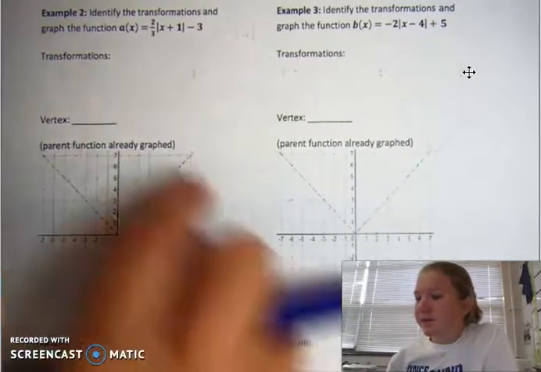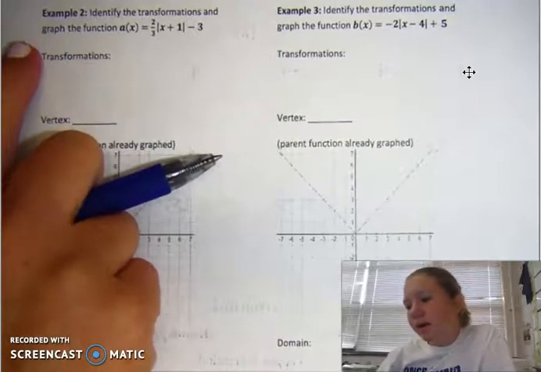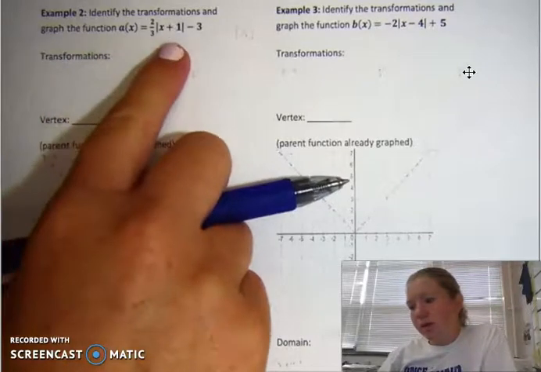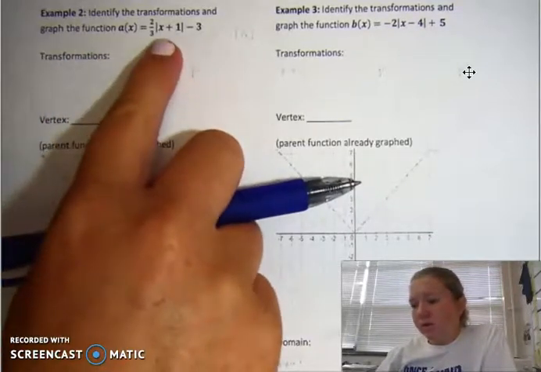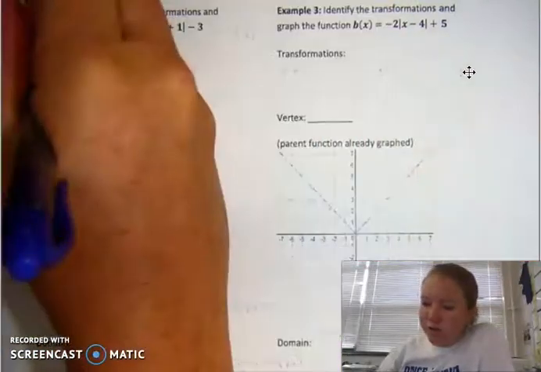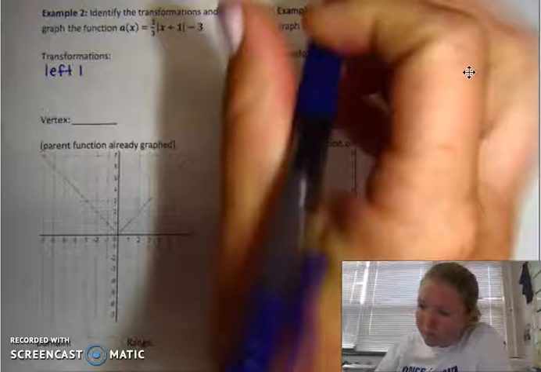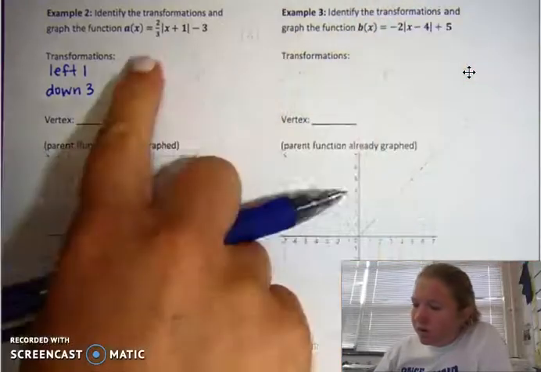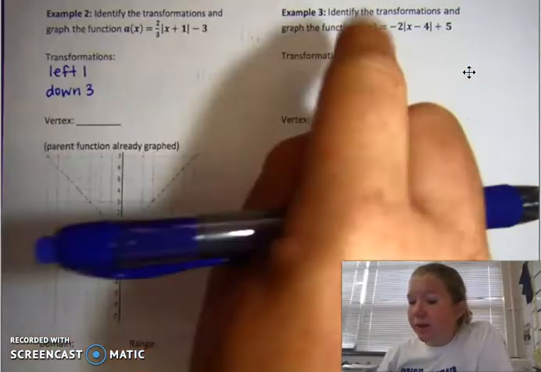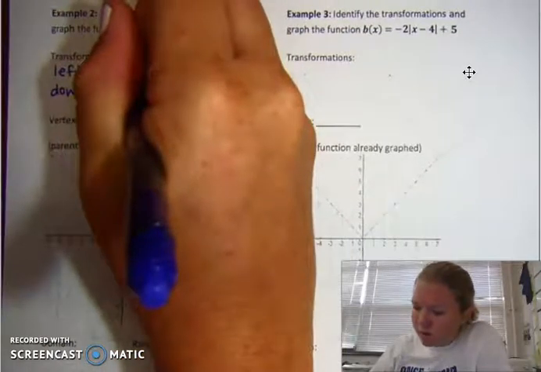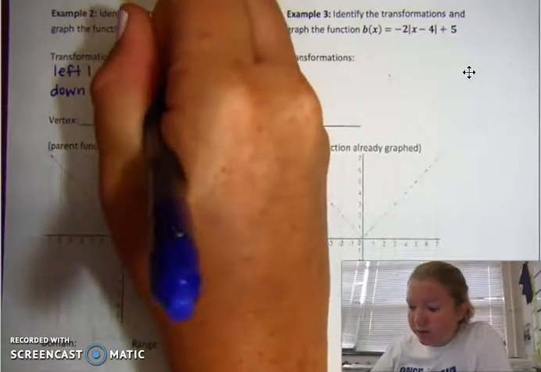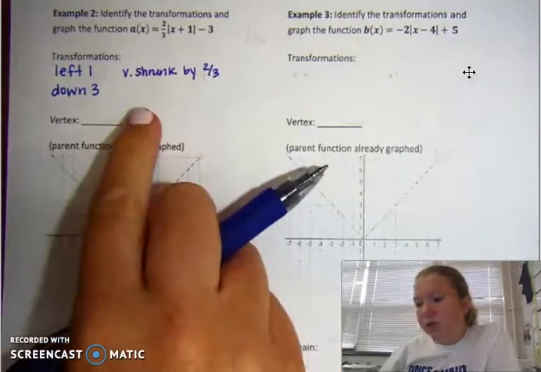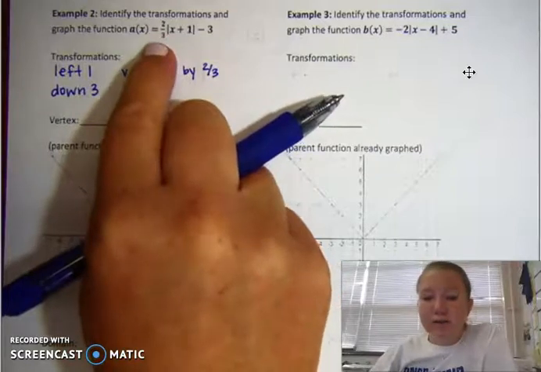So this first example that we're looking at is example 2 on the back. Identify the transformations and graph the function a of x equals 2/3 times the absolute value of x plus 1, minus 3. So the x plus 1 means that we are traveling to the left 1. The minus 3 means we're traveling down 3. And then the 2/3 means that we are being vertically shrunk or compressed by 2/3. Again, we know it's a compression or shrink because this value is less than 1.